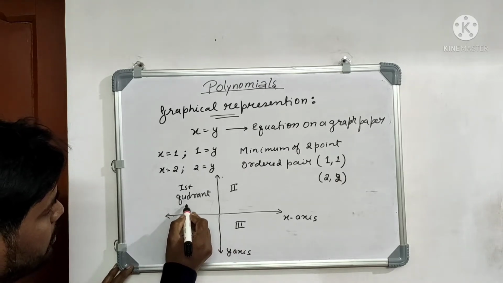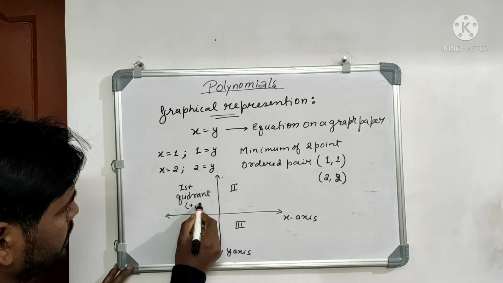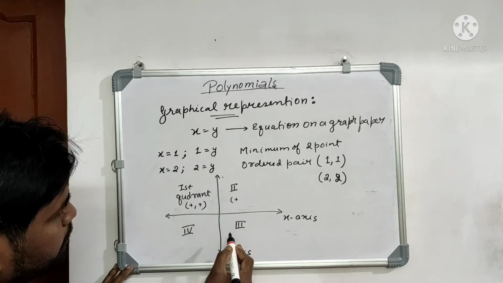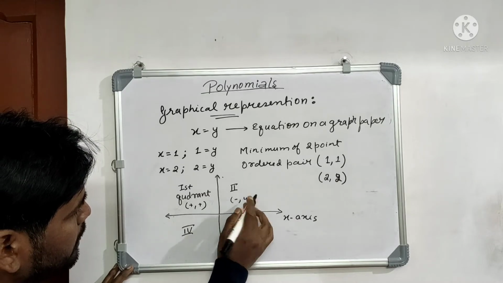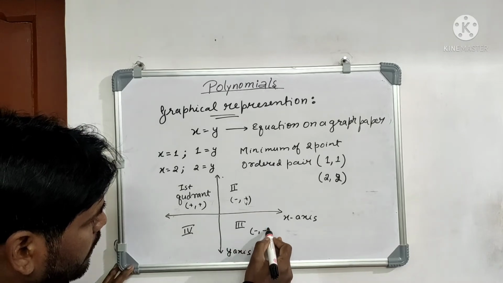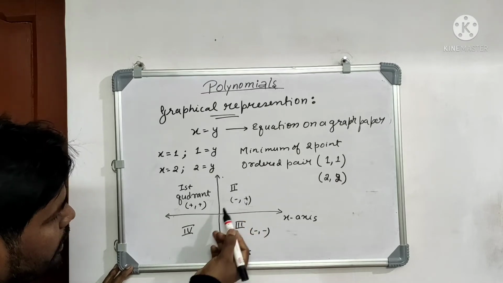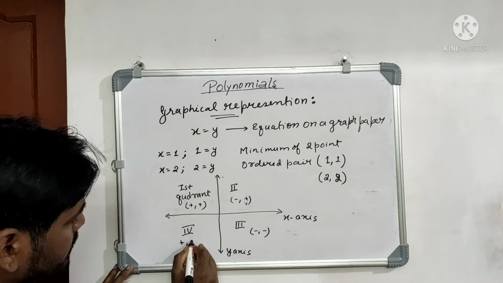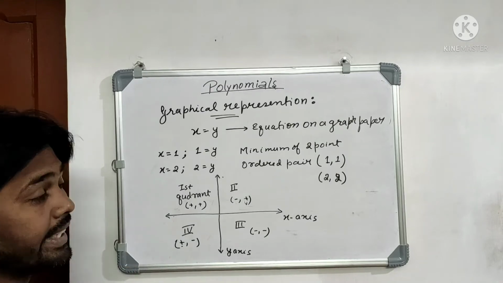Here in the first quadrant both the coordinates for x and y will be positive. In the second quadrant, for x it is going to be negative and for y it is going to be positive. And in the third quadrant both the coordinates will have negative values. And the fourth quadrant is just the reverse of the second quadrant, that is, the x coordinate will be positive and the y coordinate will be negative in number.